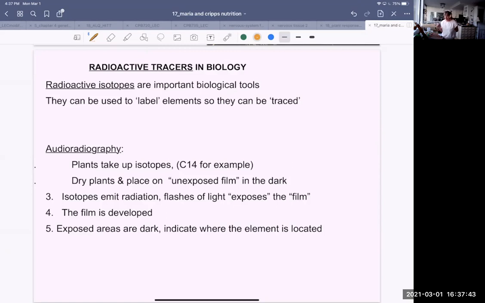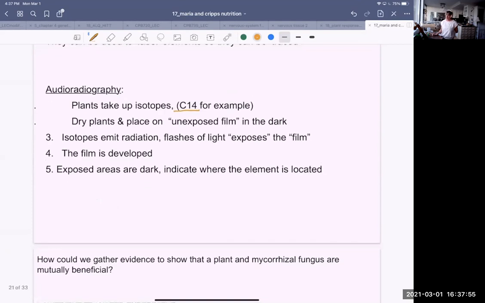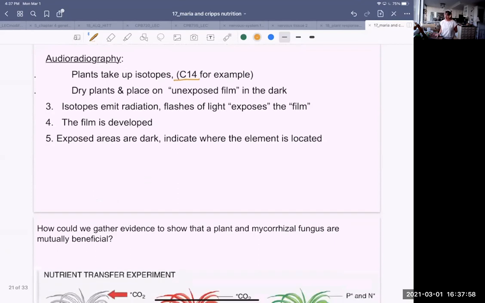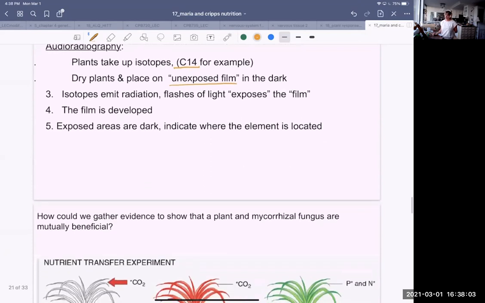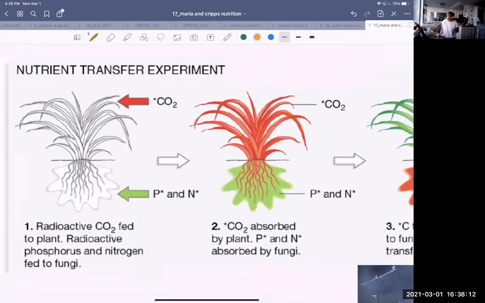Exactly. Yeah. You could also use radioisotopes. So plants take up isotopes when they're taking up carbon dioxide for cellular respiration. Carbon-14, for example, you can see it because it decays like radioisotopes do on film. And isotopes emit radiation, so you can see the isotopes. So what this experiment did was feed radioactive carbon dioxide, so with carbon-14, in the plant's environment, and radioactive phosphorus and nitrogen in the root system.